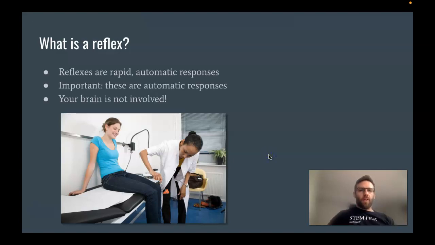Reflexes are rapid automatic responses. So it's very important. I'll say that one more time. They're automatic responses. So your brain is not involved. I think that's a common misconception when people use the term reflex, that it's something that involves the brain. It's actually something that kind of just bypasses the brain or doesn't even go to the brain at all.